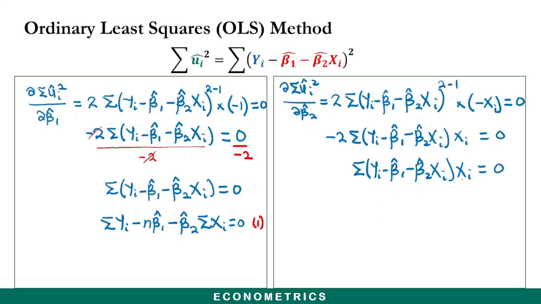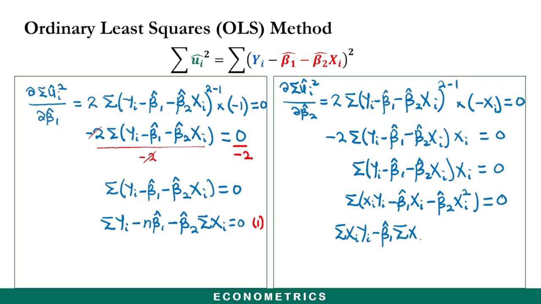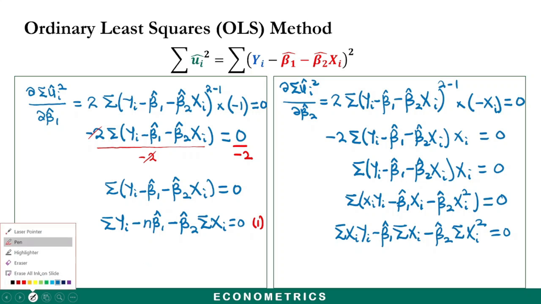Now, first of all, let's multiply xi with every term in the parentheses. So we are going to have the sum of yi times xi, which is xi yi, minus beta 1 hat times xi, which is beta 1 hat xi, minus beta 2 hat xi times xi, which is beta 2 hat xi squared. And then we set this equal to 0. So now we distribute the sigma notation over every term in the parentheses. So we have sigma xi yi minus beta 1 hat sigma xi minus beta 2 hat sigma xi squared, and then we set this equal to 0. Then I will name this my second equation.